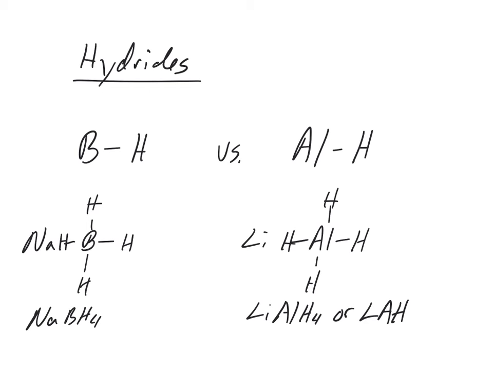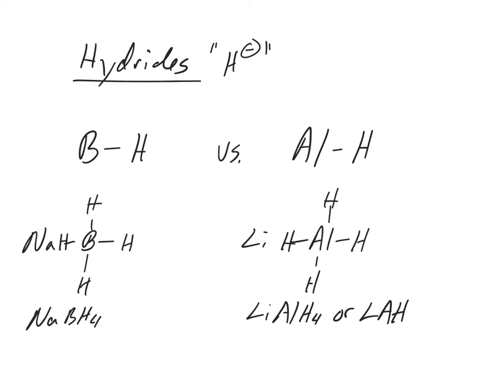So how do hydrides fit in this? How do we get these things like H minus, a hydrogen with a negative charge? There's two major hydrides we use. There's sodium borohydride, and there's lithium aluminum hydride. These are sources of H minus, a hydrogen nucleophile, hydride. Sometimes you'll see lithium aluminum hydride written as LAH, just so you know that.